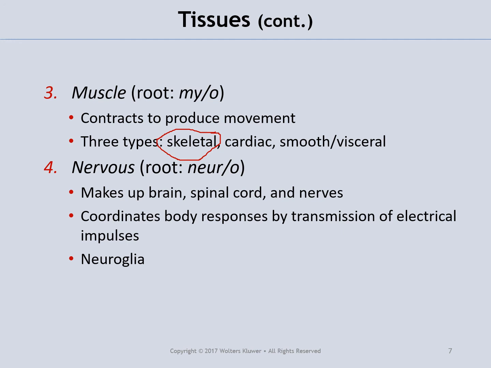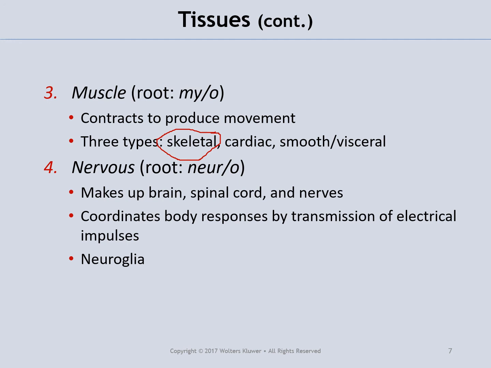So the last of our tissue types is nervous tissue. The combining form for this is neuro. Nervous tissue makes up your brain, your spinal cord, your nerves. This is how your body communicates with itself, how we send electrical signals throughout your body to make sure your body knows what to do.